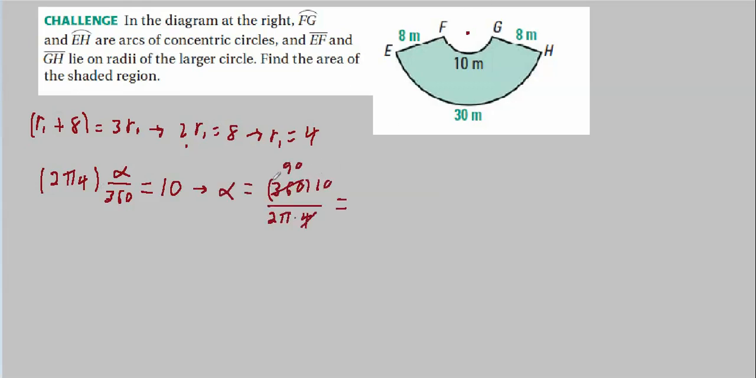If we rearrange this, we get that alpha is 360 times 10 over 2 pi times 4. And we can start doing some canceling here. We can scratch out the 4, change the 360 to 90. In other words, divide top and bottom by 4. And we can get rid of the 2, either change this to 45 or this to 5. What the heck, we'll make this 45. So we end up with 450 over pi.